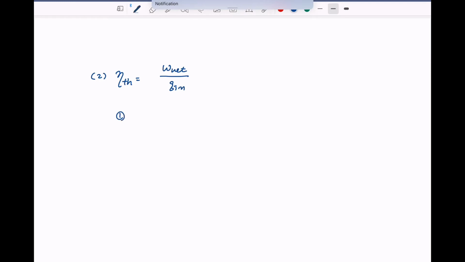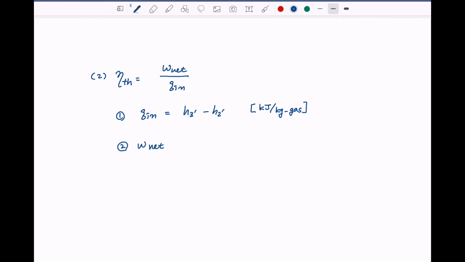So Q in can be calculated by H3 prime minus H2 prime from the given index. And that is per kilojoule per kilogram of gas. Okay. So now, again, we can find out these two values from the air table. And about net work, we can use the net work for gas turbine plus F times net work for steam turbine. And that is also in the unit of kilojoule per kilogram gas.